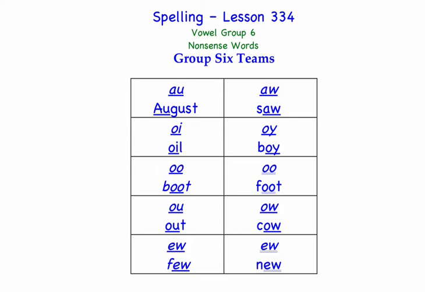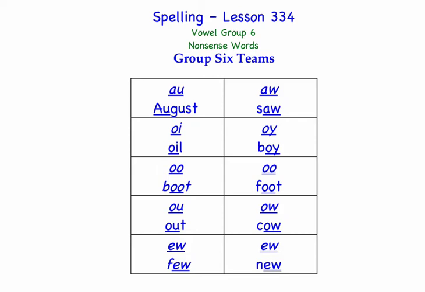So we'll start with AU and AW. They both represent the same sound, aw, as in August and saw. We use AU at the beginning or in the middle of the words. We use AW at the end of the word to represent the sound aw. However, be aware that these rules about using AU at the beginning and AW at the end are somewhat flexible. But in general, AU will be found in the beginning of the word or in the middle of the word, and AW will be used at the end of the word.